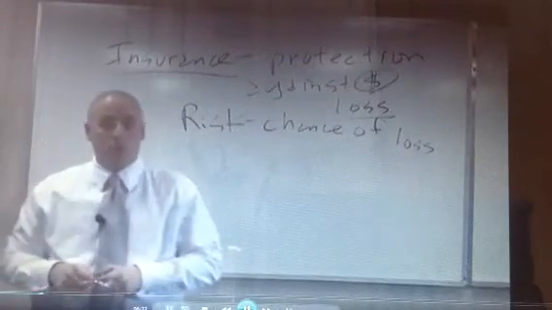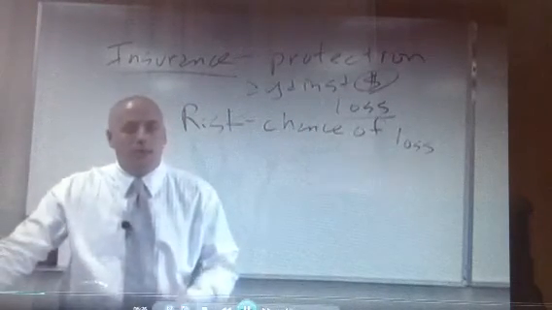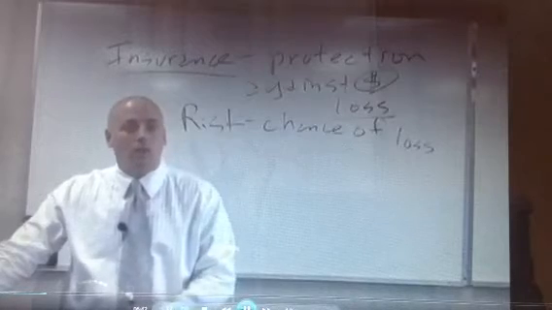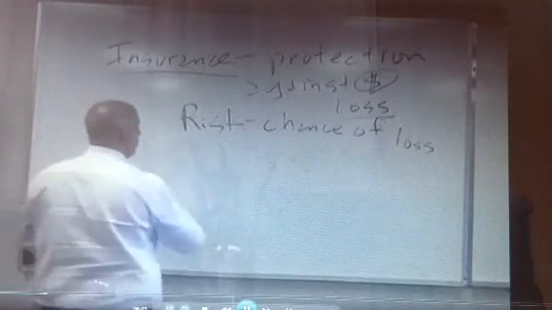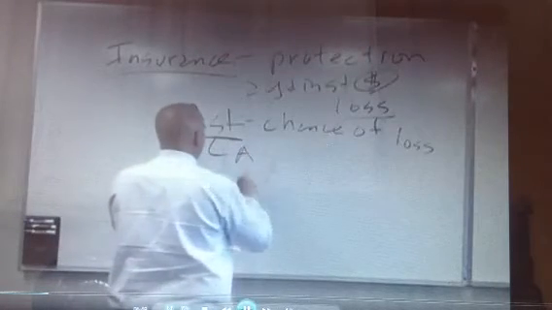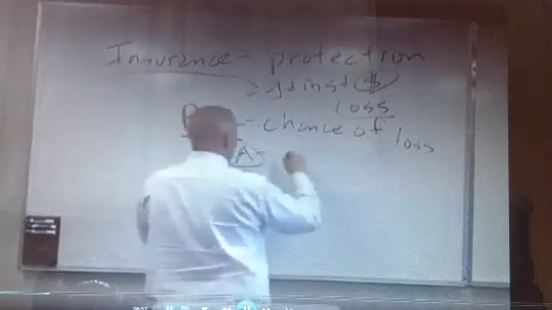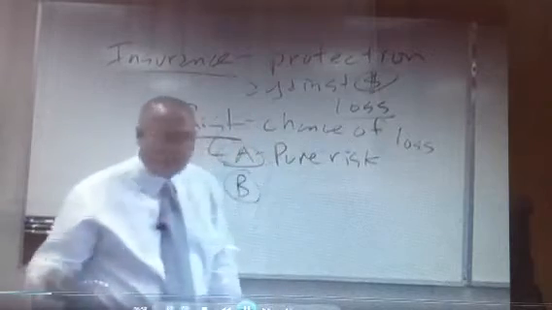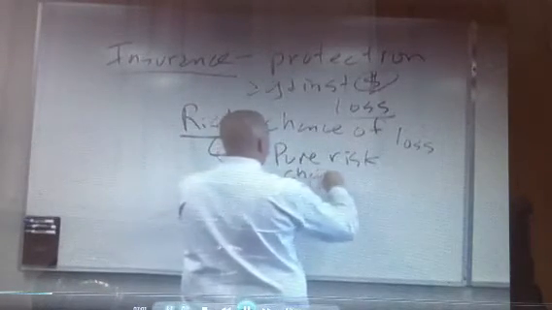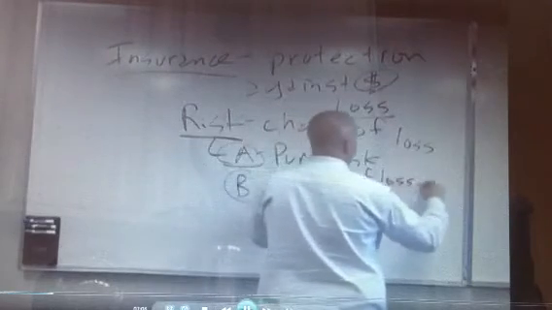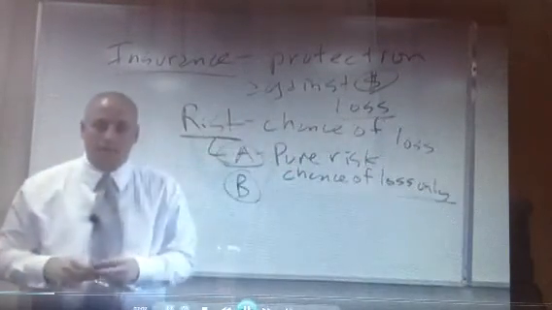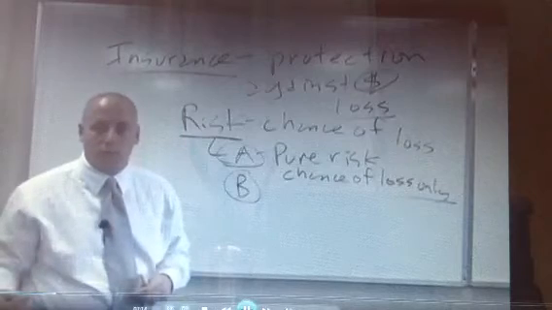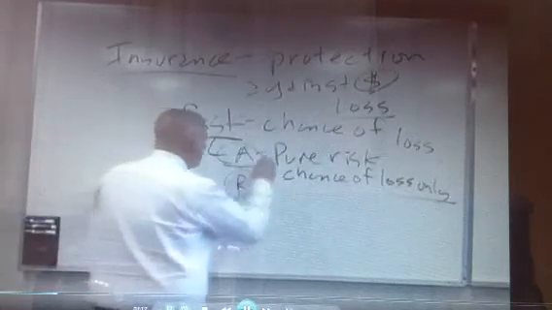So we said insurance is defined as protection against a financial loss. Well, the reason people buy insurance is because risk is present: the chance of loss or uncertainty of loss. Now, beyond this definition of risk, there are 2 subcategories of risk that you need to know for your exam. The first one we'll call pure risk. Pure risk is a type of risk where there is a chance of loss only, no chance for gain. We make a big point of this because pure risk is insurable.